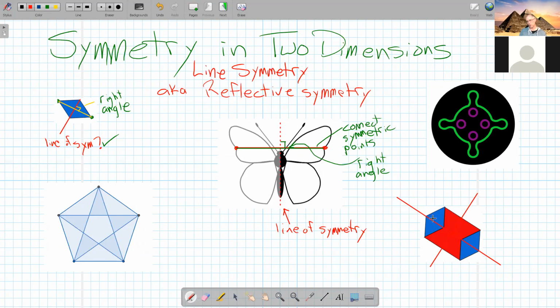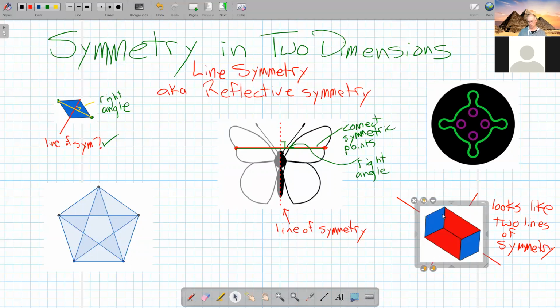Yeah, so it looks like I have two lines of symmetry, and then I could kind of play around to see if I have any others. So I'm pretty sure I'm just going to make a little note here. This one right here looks like two lines of symmetry. All right, so let's bring that to a new page just for fun. Play with it a little more.